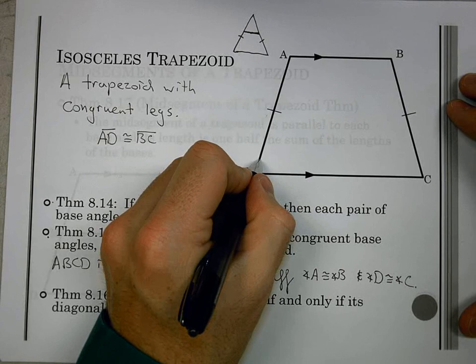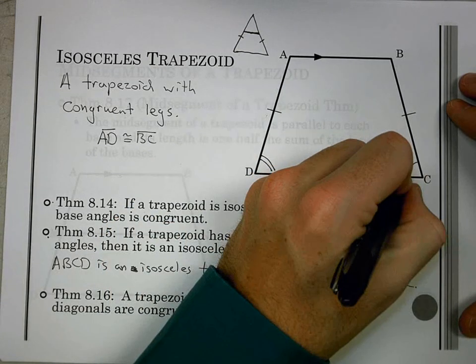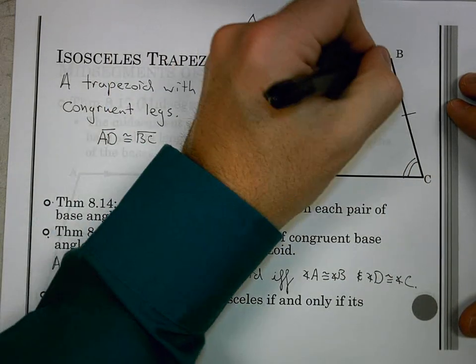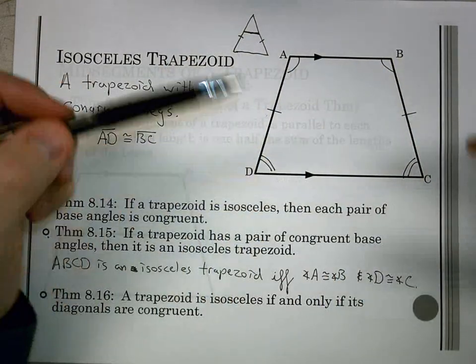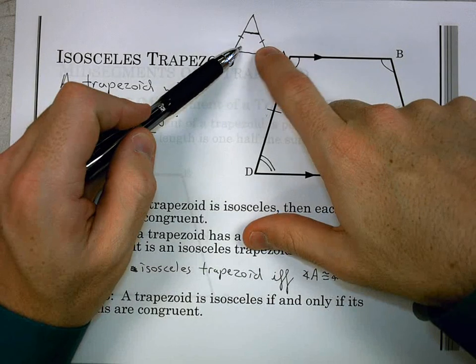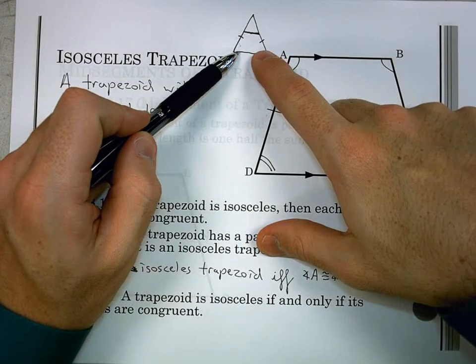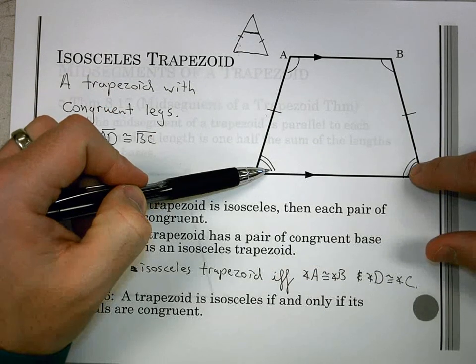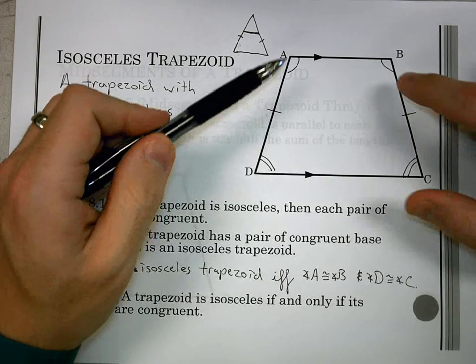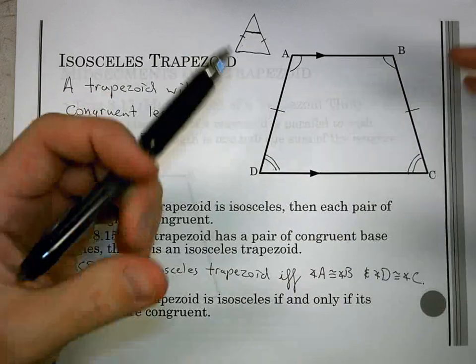We can mark those here. D and C are congruent, A and B are congruent. And those are our base angles. We think back to when we talked about isosceles triangles, we had those sides were the same, so the base angles were the same. Same idea here. These sides are the same, these angles are the same, these sides are the same, these angles are the same. It lets us match them up.